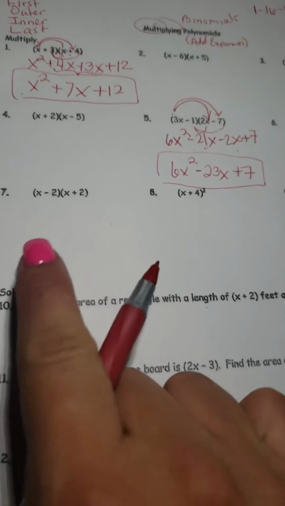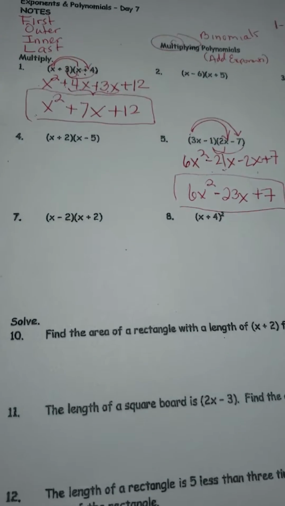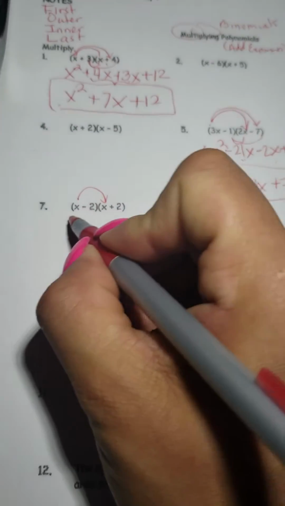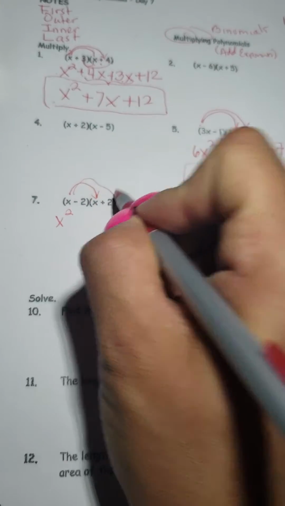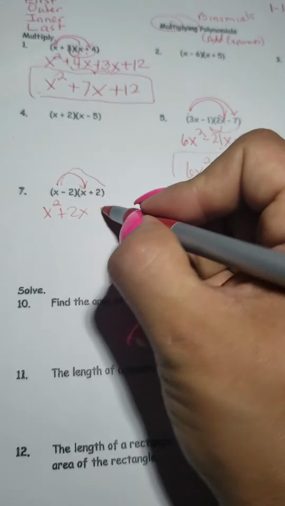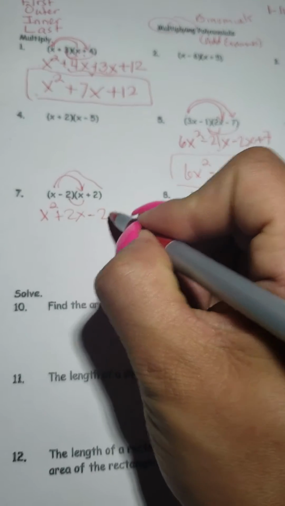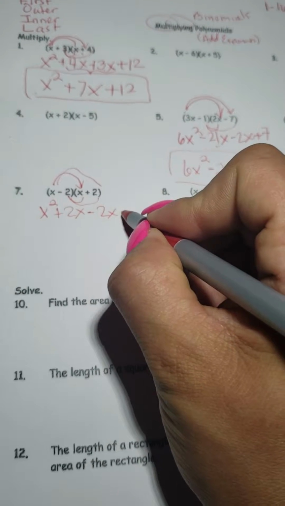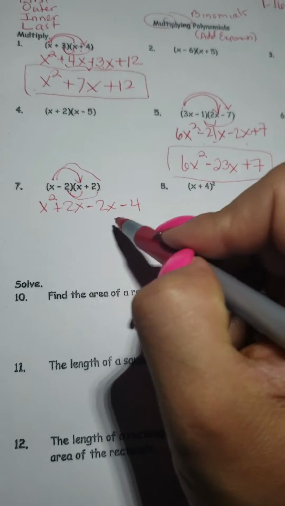Okay. Number 7, it's a little different, and you'll see why right now. We still do the same steps. X times x. X to the second power, or x squared. X times 2, 2x, positive, so put plus 2x. Then negative 2 times x, negative 2x, and then negative 2 times 2, negative 4. Sorry, just negative 2 times positive 2 is negative 4.